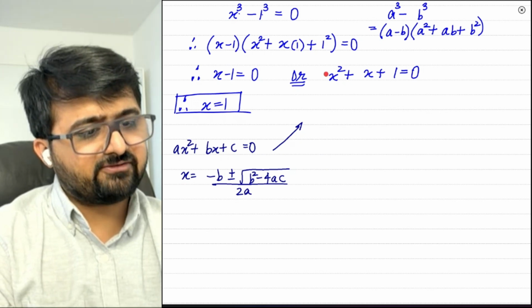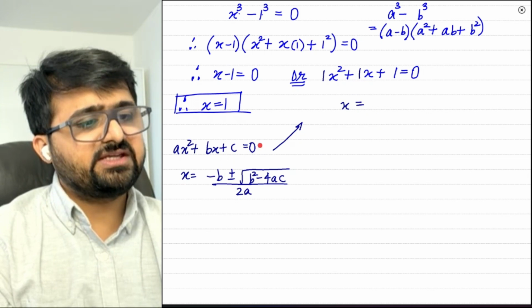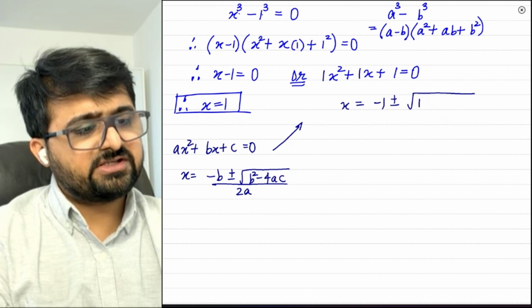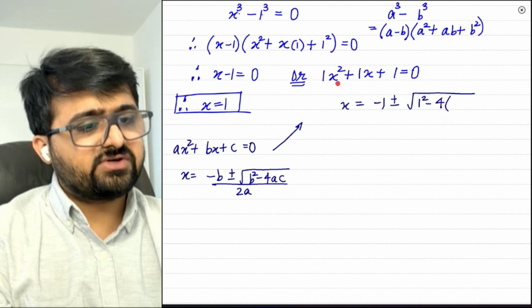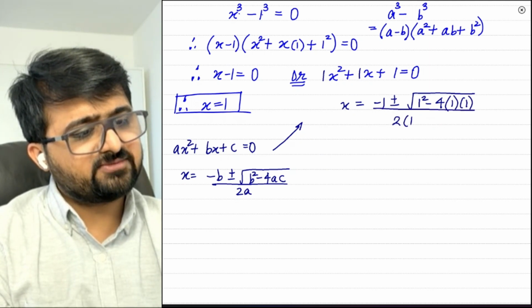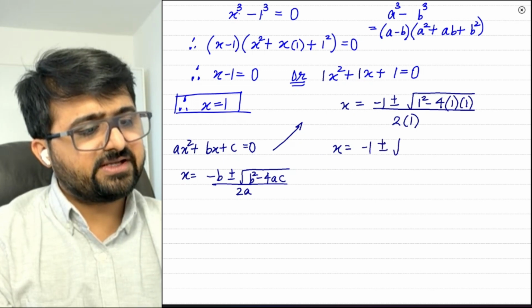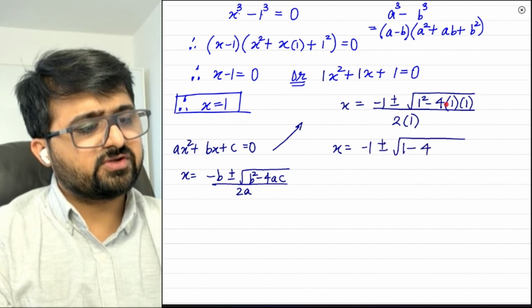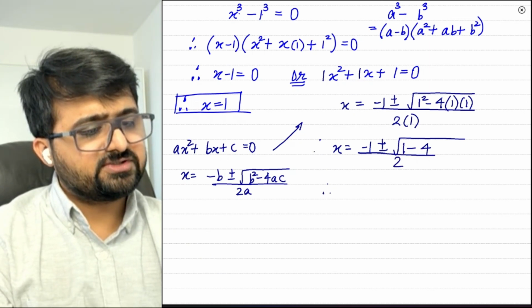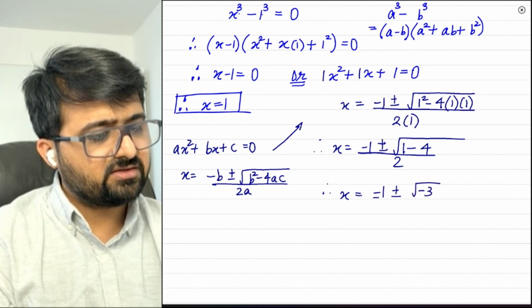So what do we get? We have a is 1, b is 1, and c is 1. So we have x is equal to minus 1 plus or minus square root of 1 square minus 4 into 1 times 1, divided by 2 times 1. So x is equal to minus 1 plus minus square root of 1 minus 4, divided by 2. Therefore x is equal to minus 1 plus minus square root of minus 3 over 2.